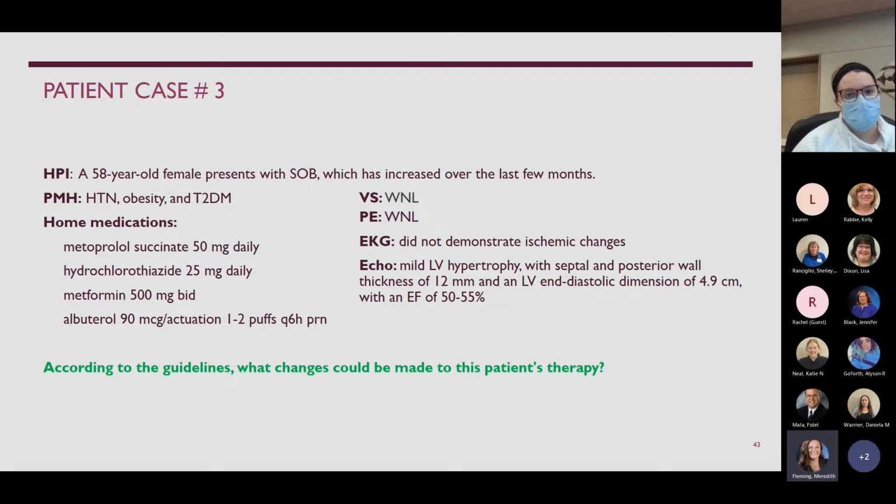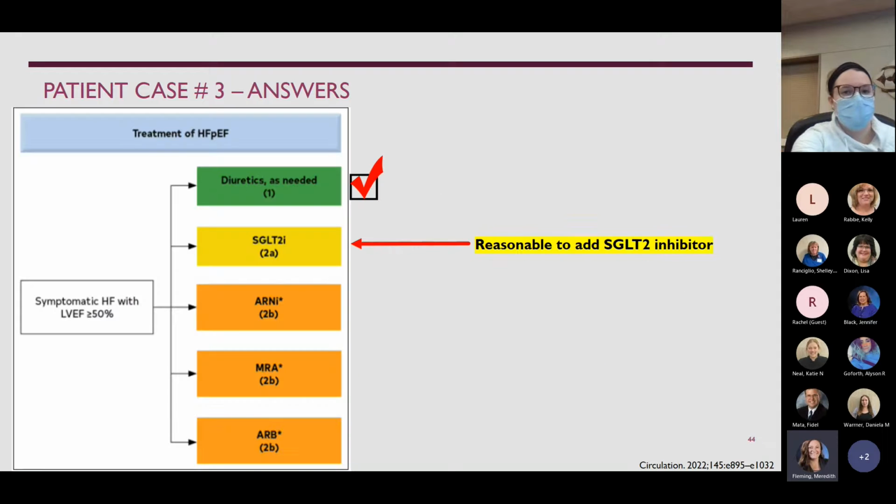So our next patient is a 58-year-old female presenting with shortness of breath that's increased over the last few months. Her echo results are listed on the screen for you as well, and then we can discuss what changes you may want to make to her therapy. I would probably increase her metoprolol depending on what her heart rate and blood pressure are, and maybe start her on some Lasix or furosemide and an SGLT2 inhibitor. Okay, I think those are reasonable recommendations. And then maybe an ARNI.